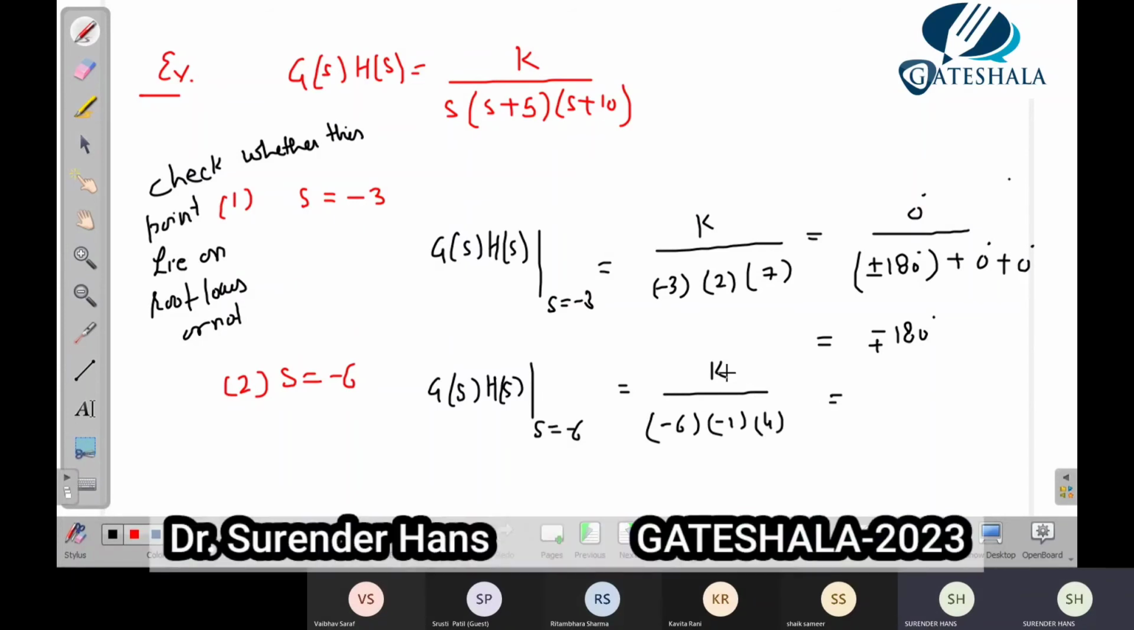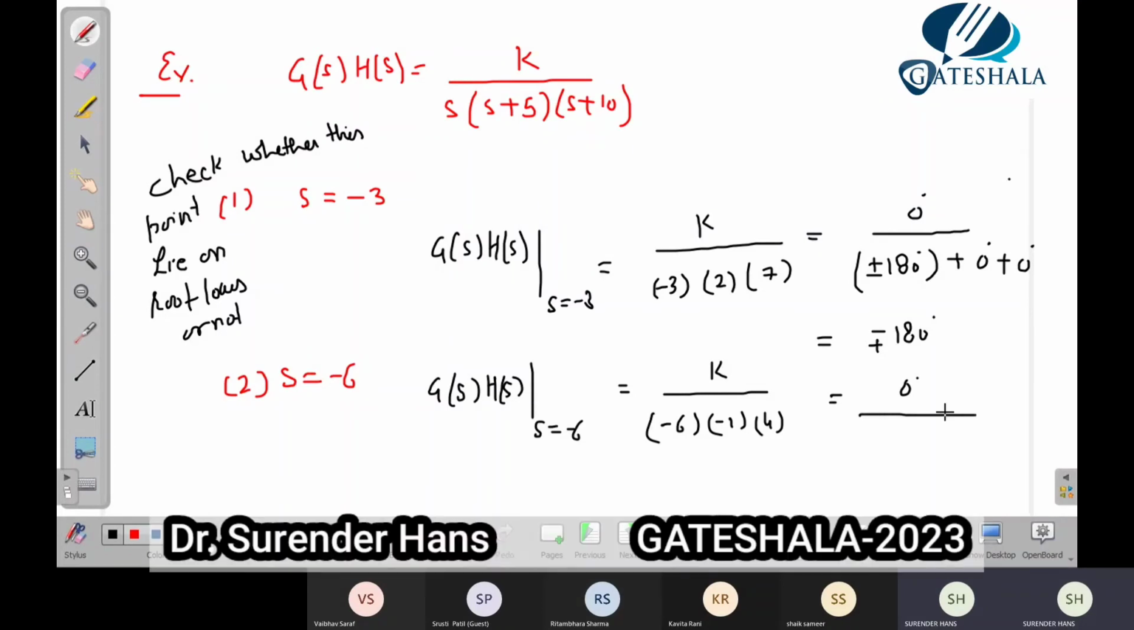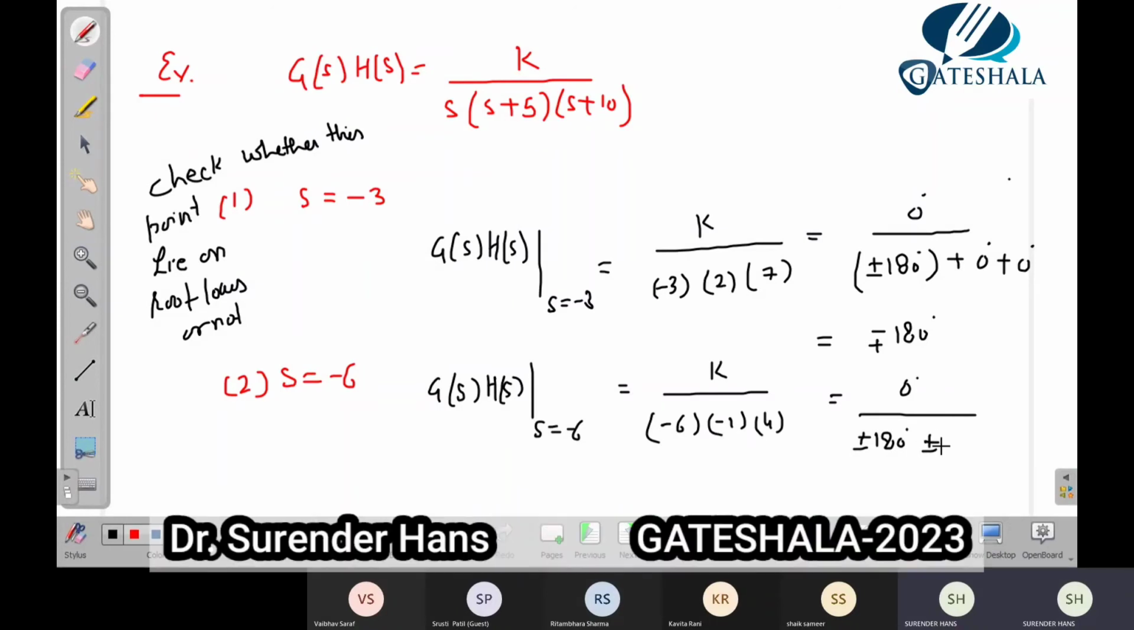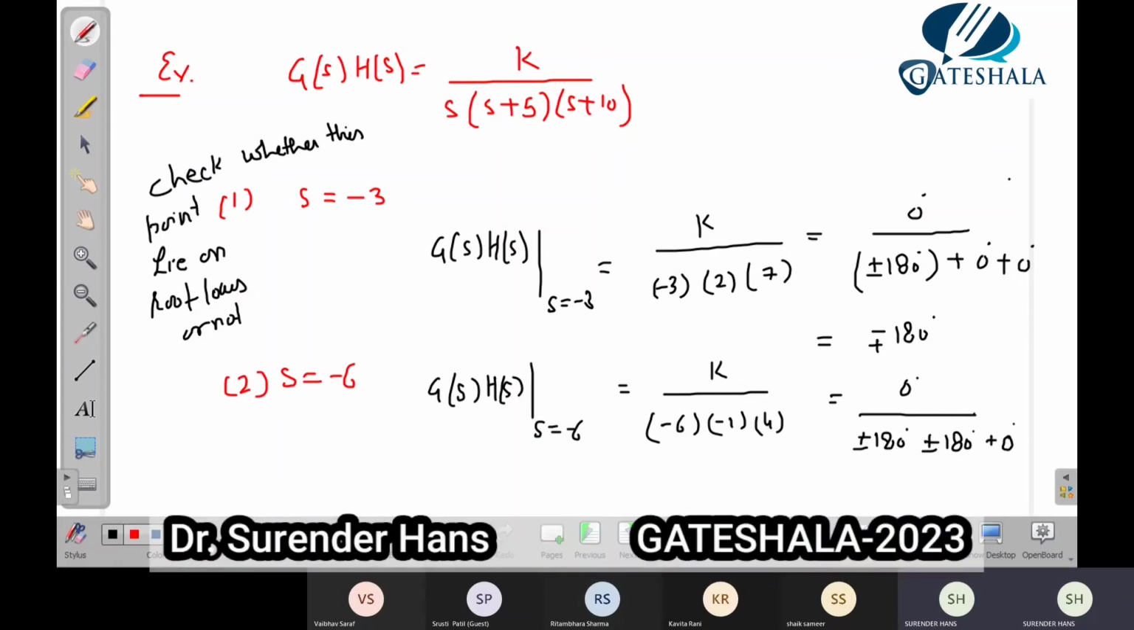Now, how much angle is going to be contributed by this K alone? This angle, this is 0 degree. This minus 6, that is plus minus 180 degree. Minus 1, again this is plus minus 180 degree. That is 4, that is plus minus, that is 0. Or simply, that is 0 degree.